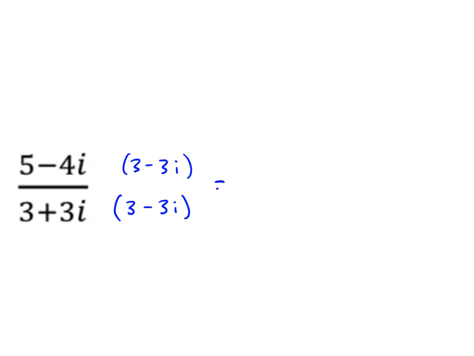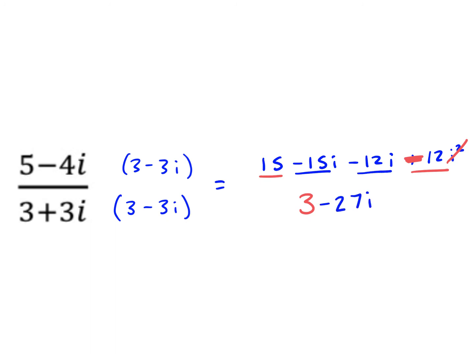So on the top, we just need to FOIL. So 5 times 3 would be 15, minus 15i, minus 12i, plus 12i squared. What does i squared turn into? Negative 1, so this becomes a minus 12. We can combine like terms, so 15 minus 12 would be 3. And then negative 15i minus 12i would be minus 27i.